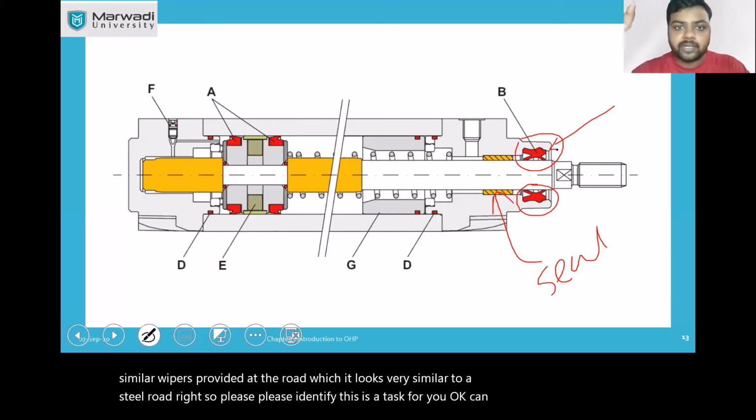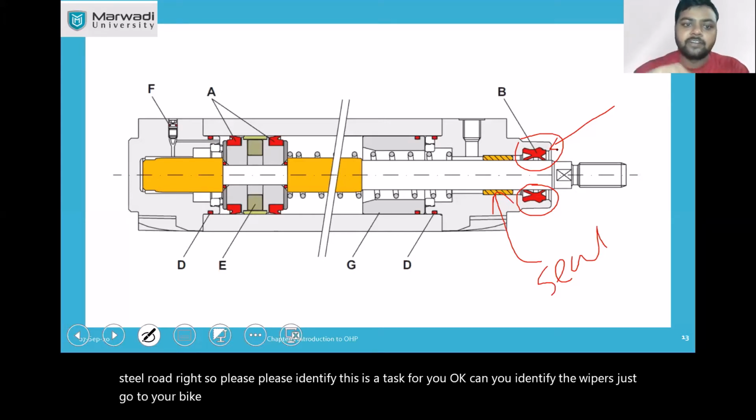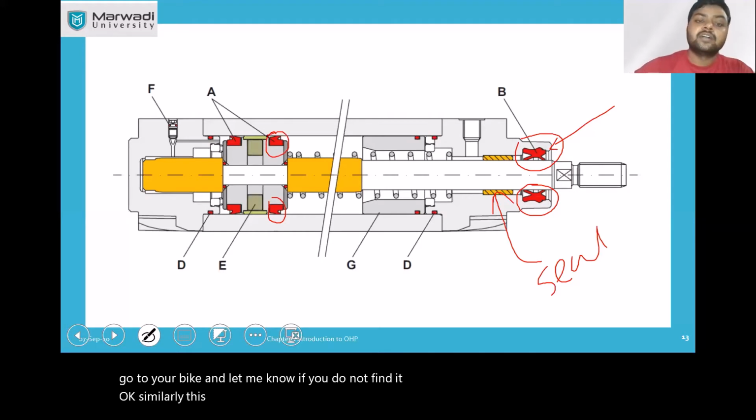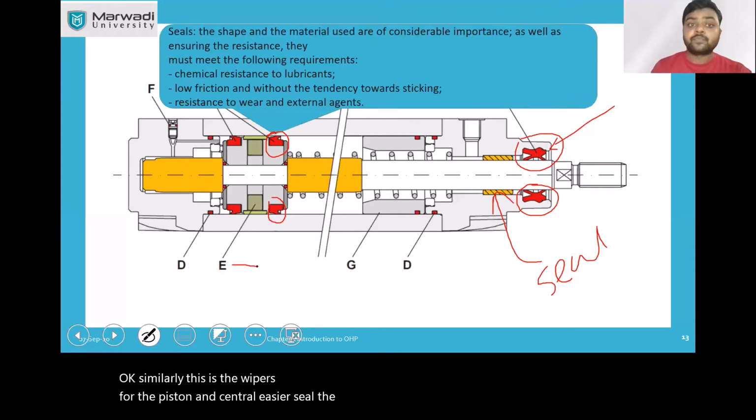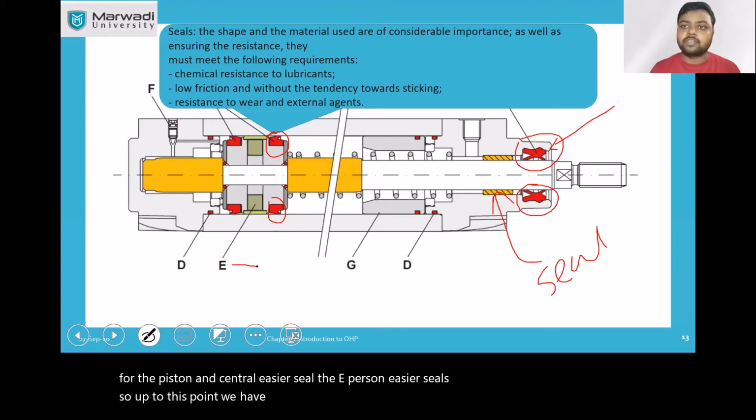Just go to your bike and let me know if you do not find it. Similarly, this is the wiper for the piston, and the central portion is your seal. Up to this point we have covered. I hope you do not have any doubt in this.